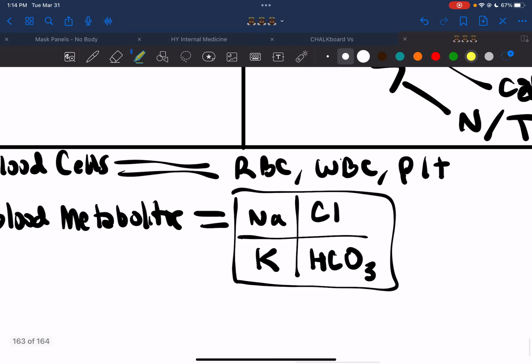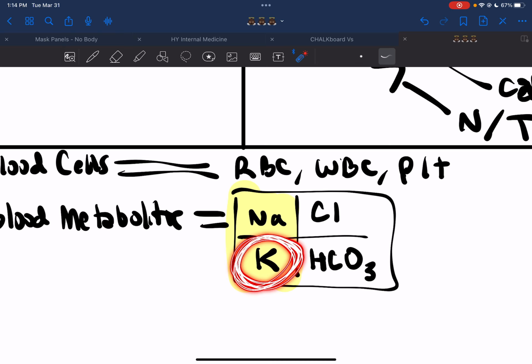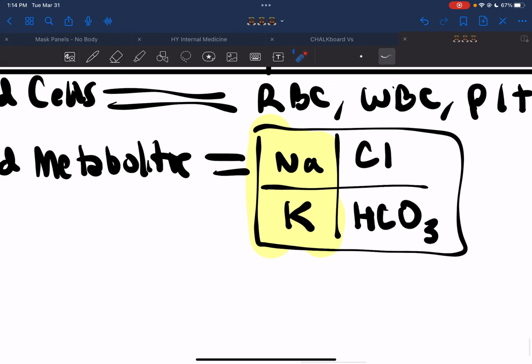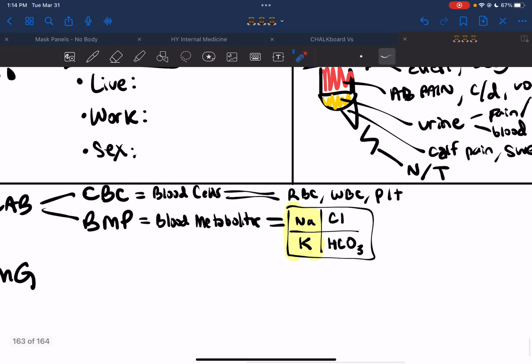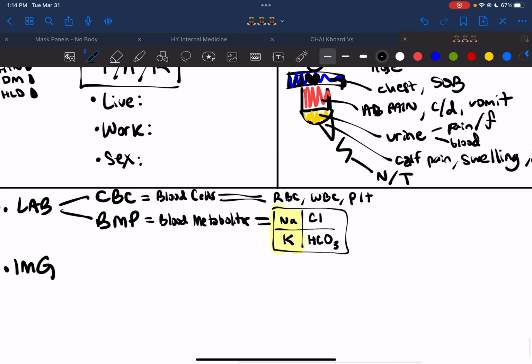Which ones are even the most important here? These two. If this is super low, or this is low or high, that's basically an emergency. This is bad for the brain, this is bad for the heart. So you pretty much always get these.